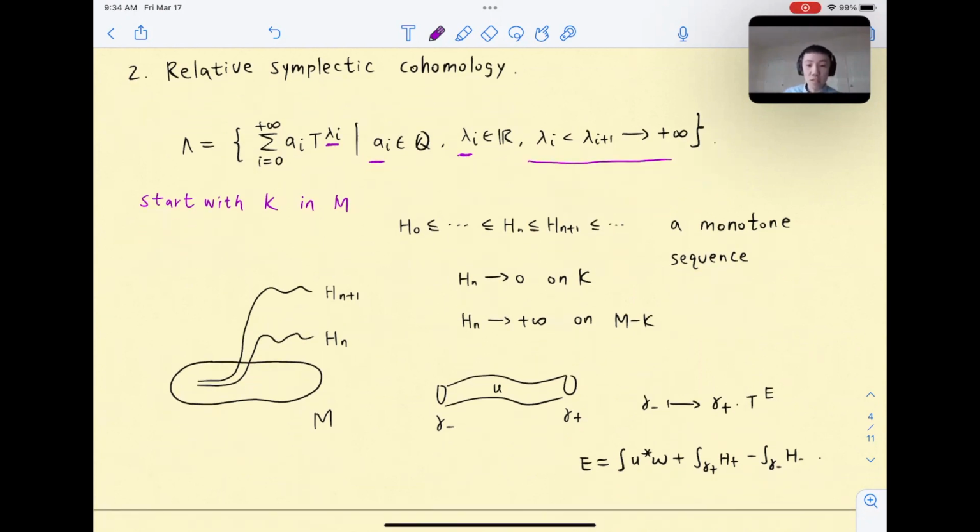This relative invariant is also a kind of Hamiltonian Floer theory. However, it's not of a single Hamiltonian, but of a family or a sequence of Hamiltonian functions. Suppose we have a sequence of Hamiltonian functions. Let's assume they are non-degenerate and monotone, which means they are increasing, such that they satisfy the following conditions. They converge to 0 on K and diverge to positive infinity outside of K.